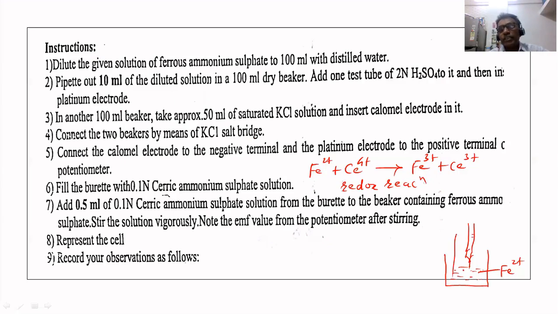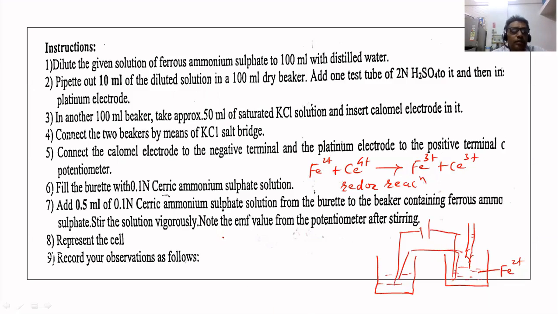A platinum electrode is inserted here. This is the redox electrode, and on the left hand side we have taken the calomel electrode. The calomel electrode is connected to the negative terminal of the potentiometer, and the platinum electrode should be connected to the positive terminal. The salt bridge is dipped, and we have to start the readings here.